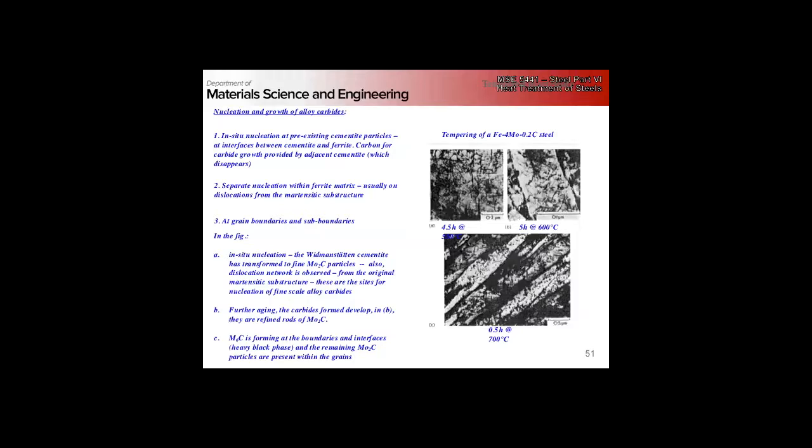If we have a fine dispersion of alloy carbides, we're going to have basically like an age hardening effect, like you do in aluminum alloys. Whereas if we get coarse, right, we're not going to have that. We're not going to see that secondary strengthening type.